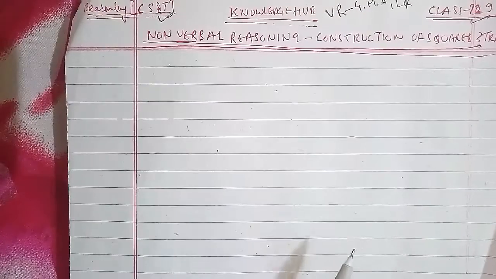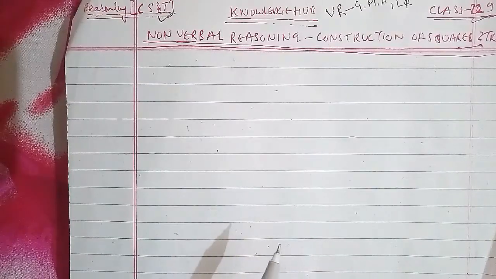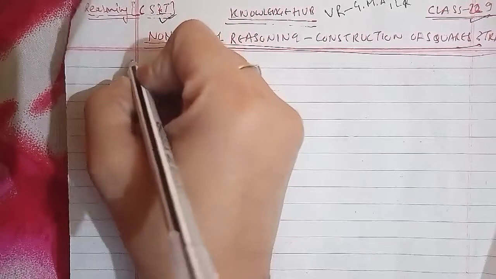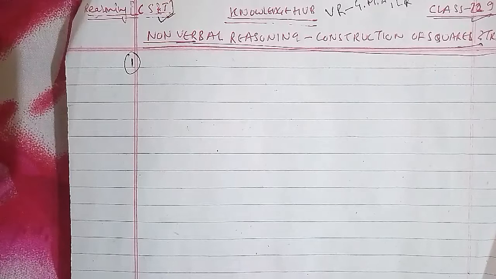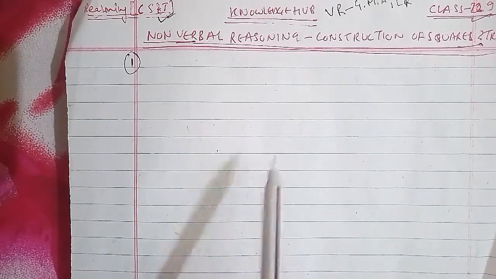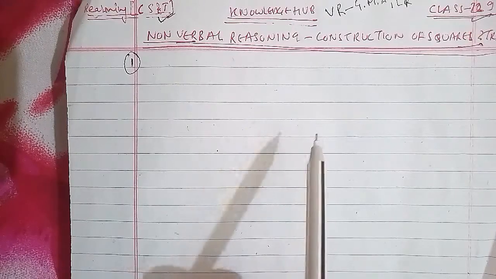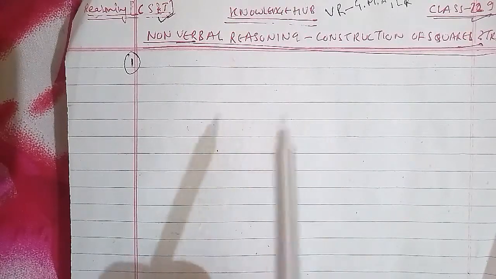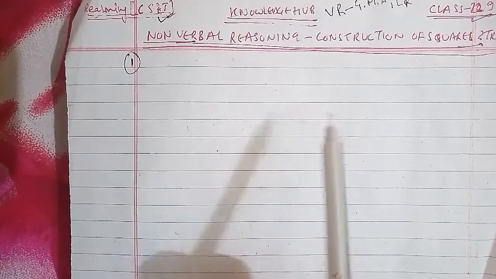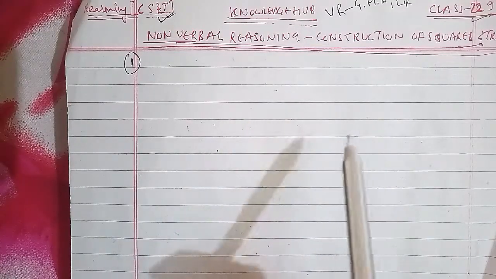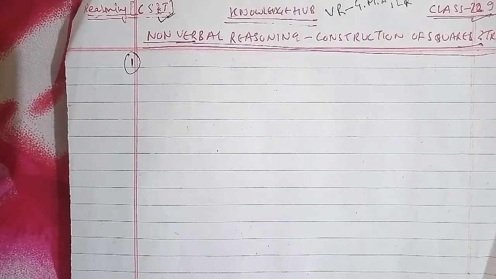So today we'll start discussing constructions of squares and triangles. That is the first question of the session. The question is: select 3 out of the following 5 alternative figures which together form one of the 4 alternatives A, B, C, D, and when fitted together will form a complete square. Let's go ahead with that.